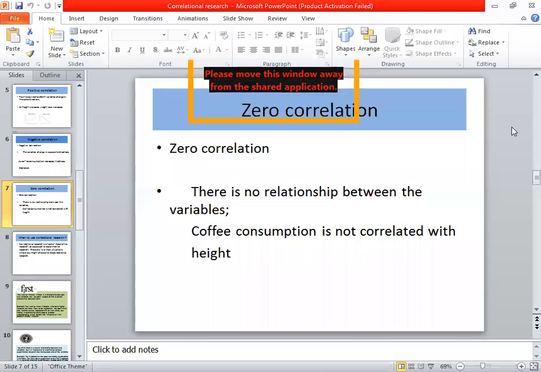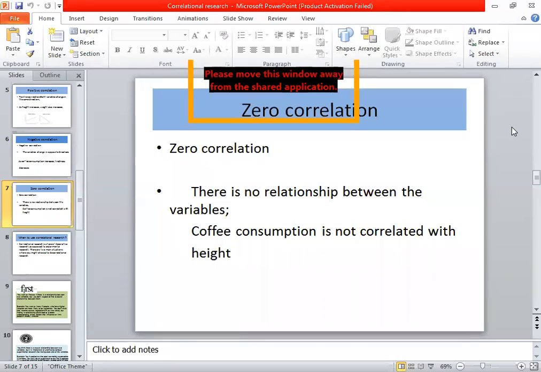For example, coffee consumption is not correlated with height. Height and coffee consumption are not related in any way. What does it mean? That the two variables you are taking are completely irrelevant. They don't have any type of association or relationship between them.